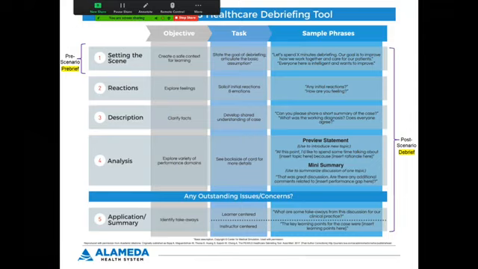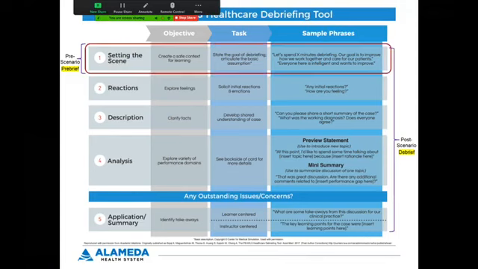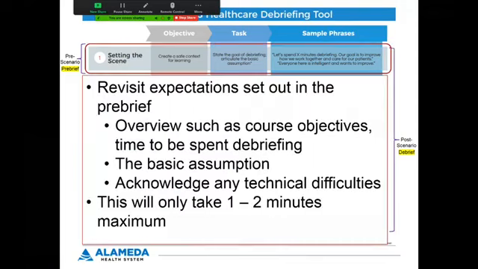So where you're going to start is actually resetting the scene that you set in the pre-brief. You're just going to mention that, you know what, we were talking about these are our course objectives. We're going to spend 15, 20 minutes, whatever your time allocation is, debriefing about this. We just want to remind everyone that everyone is intelligent and wants to improve, and we acknowledge that.